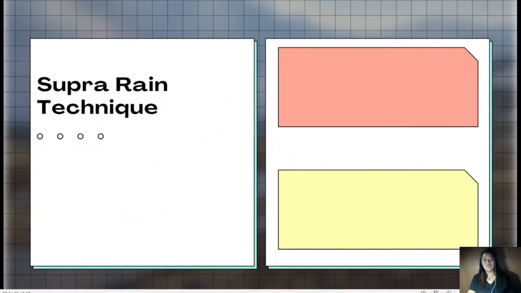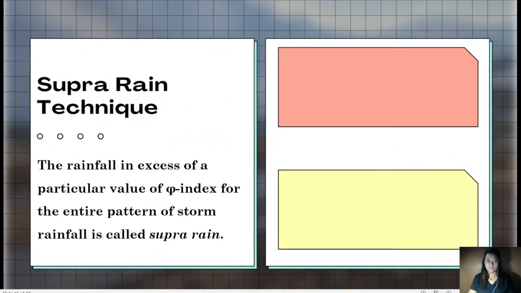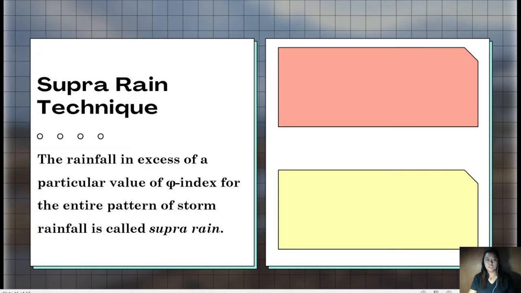And next is the supra-rain technique. The rainfall in excess of a particular value of phi index for the entire pattern of storm rainfall is called suprarain. Then allowance for areal variation of rainfall and infiltration capacity is made by dividing into sub-areas in the case of large areas.